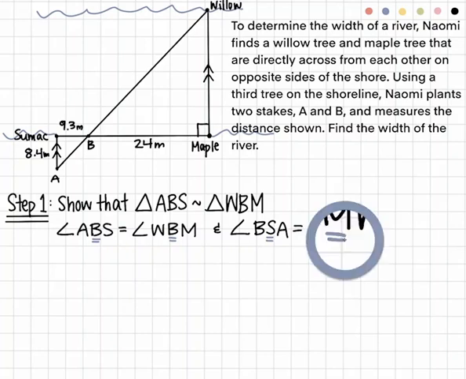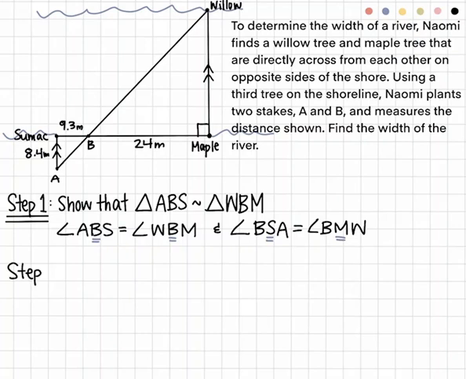Step two, I'm going to do this on a new layer. Step two, we're going to find the scale factor.